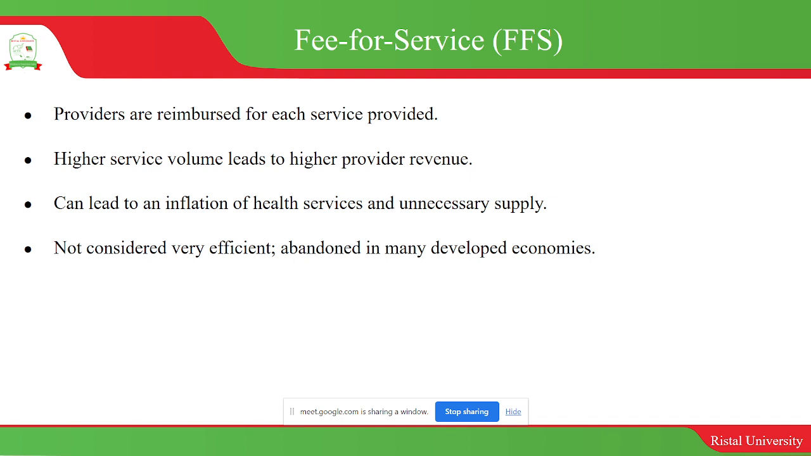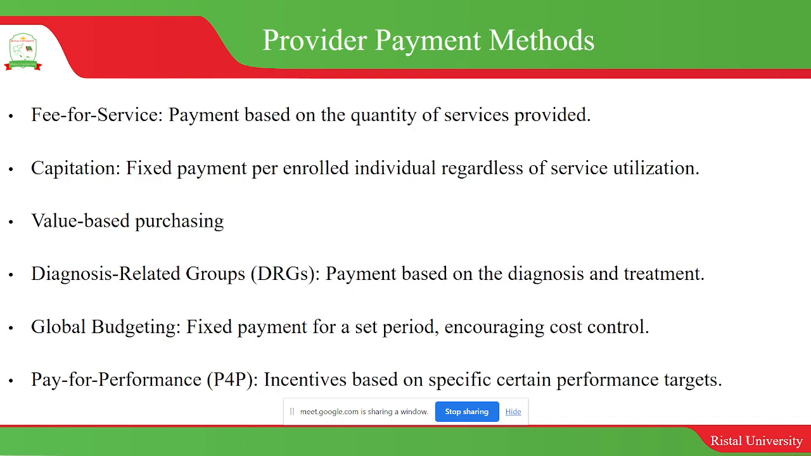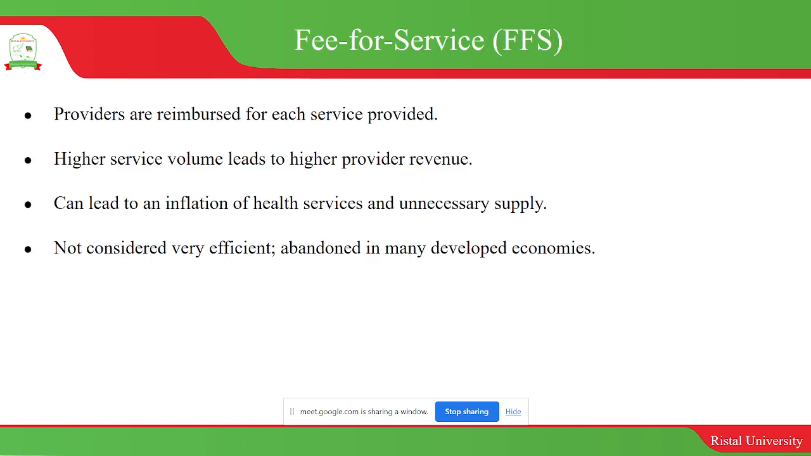Okay, so we are talking about the ways of payment. So we had stopped at capitation, where we say regardless of the service that the individuals receive, for every individual you have to pay a fixed amount of money. And then we have what you call value-based purchasing, and then we have what you call diagnosis-related groups, global budgeting, and then pay per performance. We are going to look at all this in our subsequent slides.